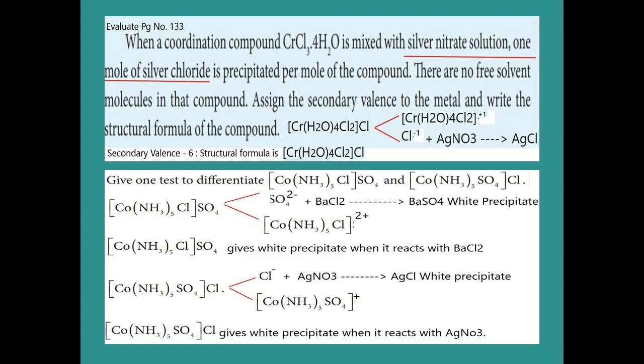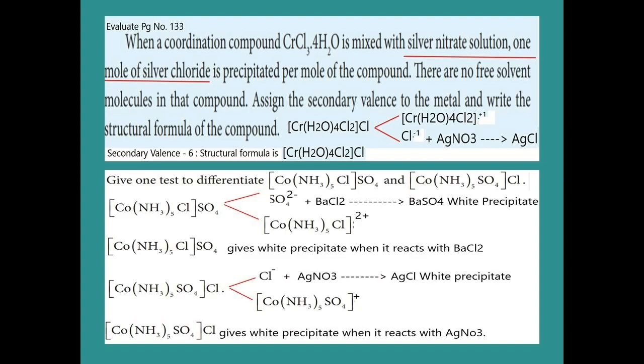So we assign the coordination compound as follows: inside the square bracket Cr, (H2O)4 and Cl2, and then outside the square bracket Cl. Afterward we split that, and we get [Cr(H2O)4Cl2]+, which is the complex cation, and the simple anion Cl minus. The simple anion Cl minus reacts with 1 mole of silver nitrate, and we get 1 mole of AgCl. So this is the compound we have to assign.